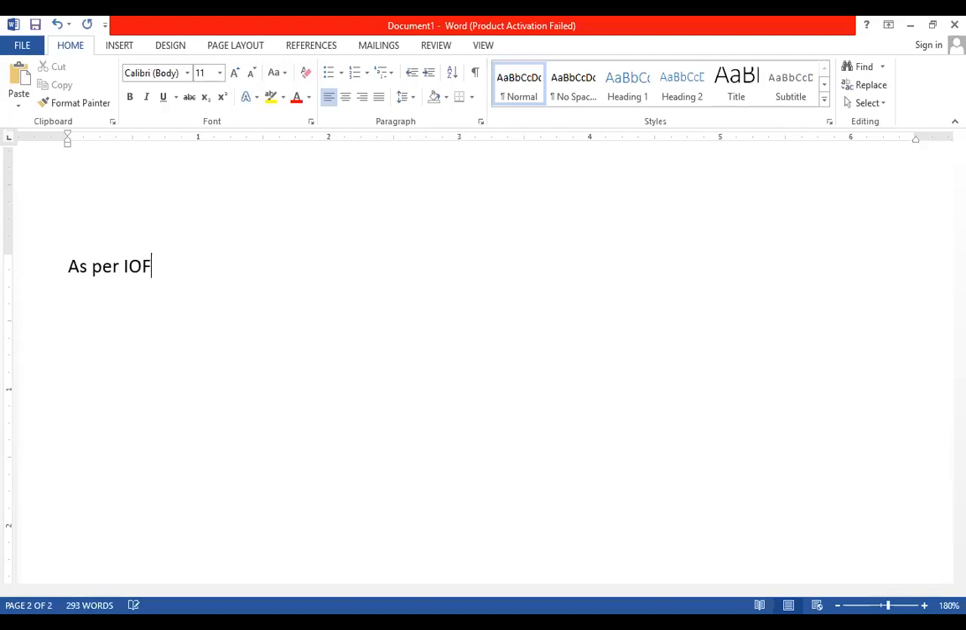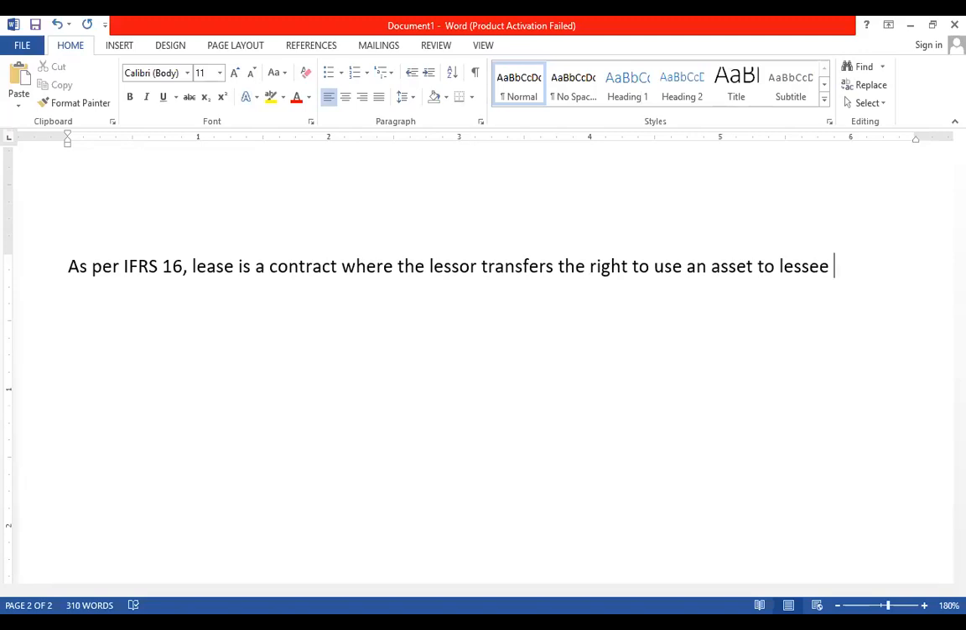as per IFRS 16, a lease is a contract where the lessor transfers the right to use a specific asset to the lessee against a consideration for a specific period of time.